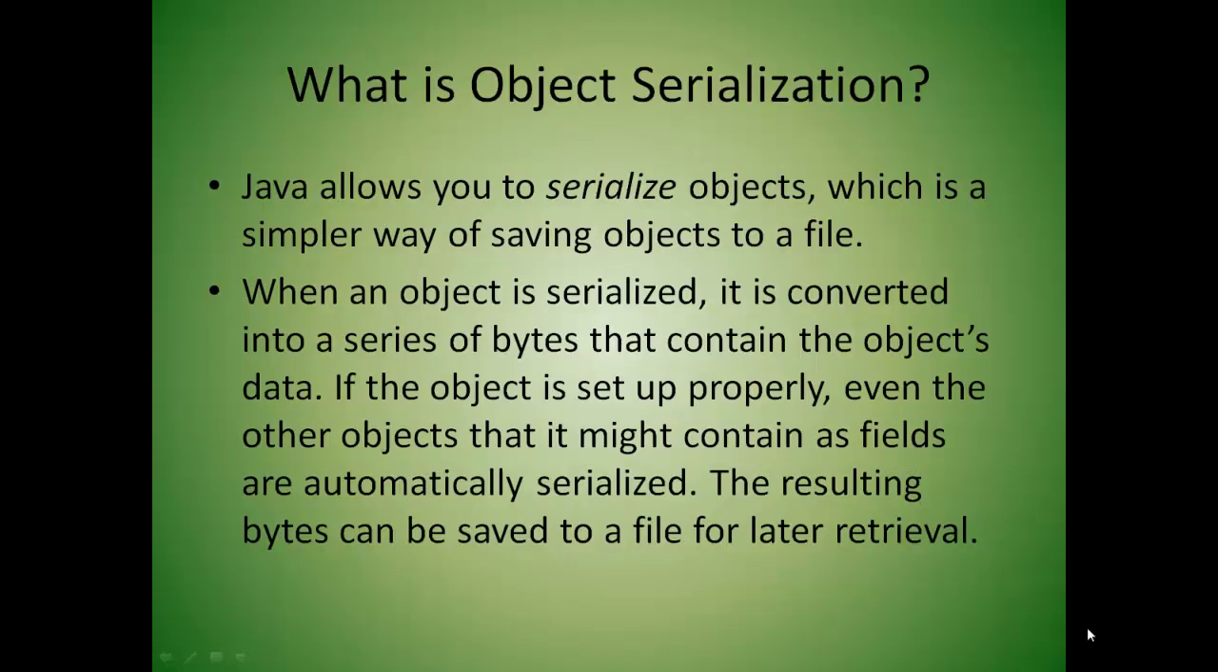Java allows you to serialize objects, which is a simpler way of saving objects to a file. When an object is serialized, it is converted into a series of bytes that contain the object's data. If the object is set up properly, even the other objects that it might contain as fields are automatically serialized. The resulting bytes can then be stored to a file for later retrieval.